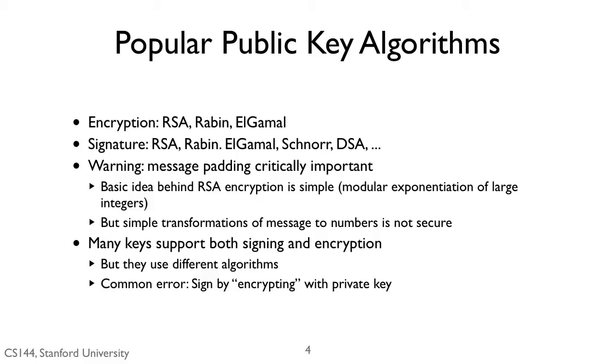However, simple transformations of a message to a number is not necessarily secure, so you have to be careful how you use them. I gave one example of that earlier, how you have to add randomness. So generally speaking, it's good to use existing tested implementations of these algorithms rather than try to re-implement them yourself. Or you can re-implement them, but then don't use your implementation in a secure system. For many of these algorithms, we can use the same key for encryption and for signing. While they use the same key, though, they use very different algorithms. You can't, for example, sign a document by encrypting it with a private key.